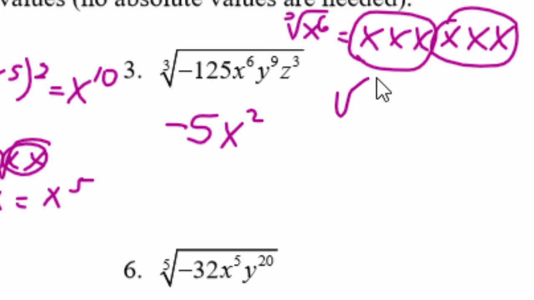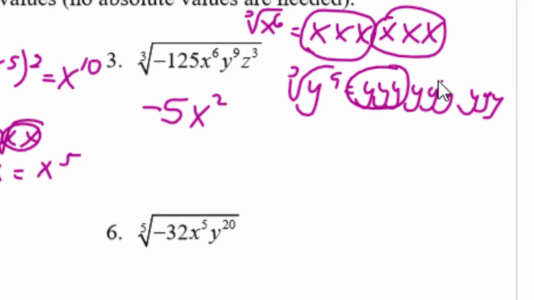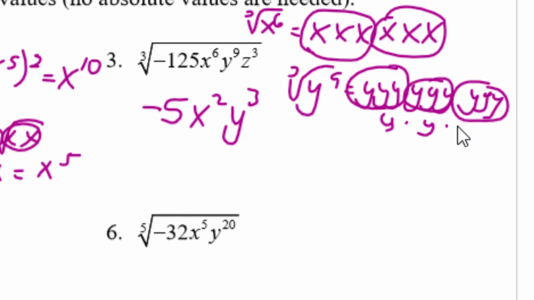All right, cube root of y to the 9th. Okay, so now we have 9 y's, right? And we're looking for groups of 3, right? And so the cube root will be y cubed. See, because we have this y and that y and that y. We multiply them together. Y times y times y.